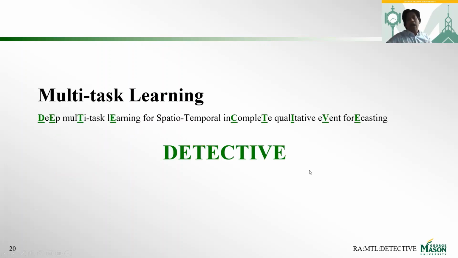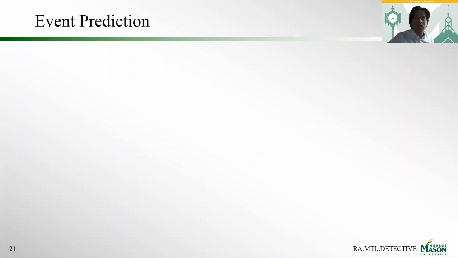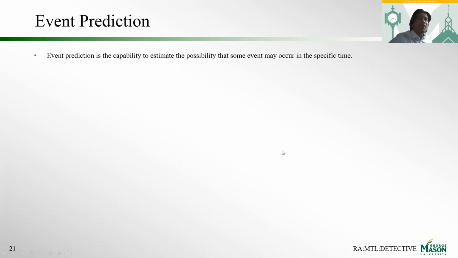I will start with detective. So detective means deep multitask learning for spatio-temporal incomplete qualitative event forecasting. Okay, so we start with event prediction. Event prediction is the capability to estimate the possibility that some events may occur in a specific time.